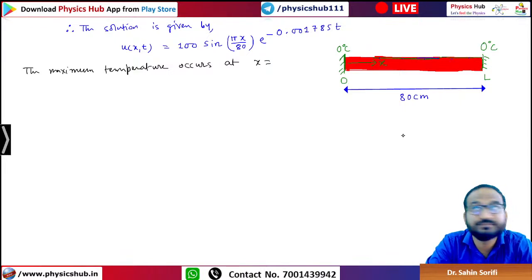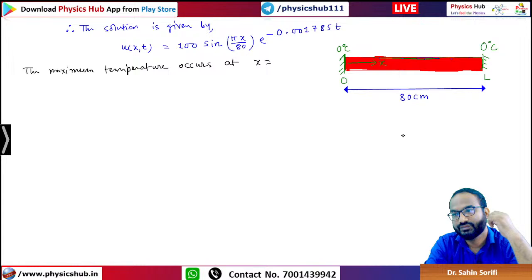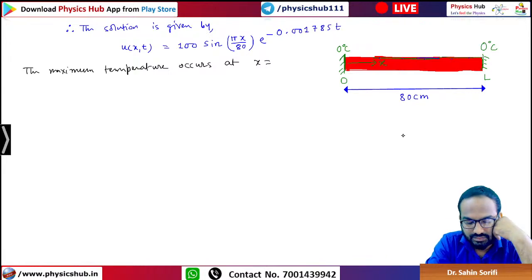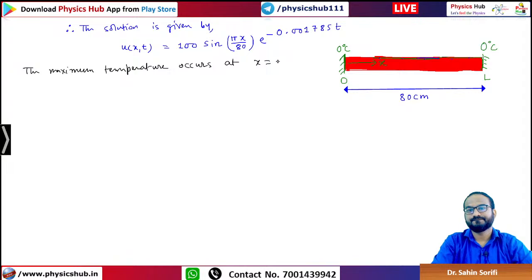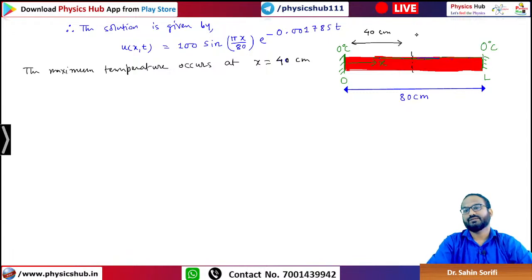Tell me. At what temperature? 40 centimeter. Very good. How 40? 40 centimeter means at the middle of the bar. You know, this much is 40 centimeter, middle of the bar.